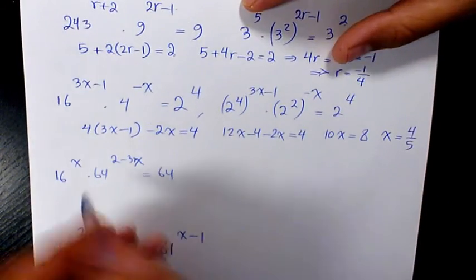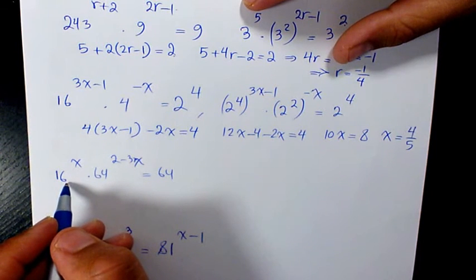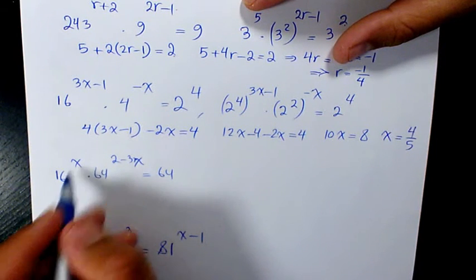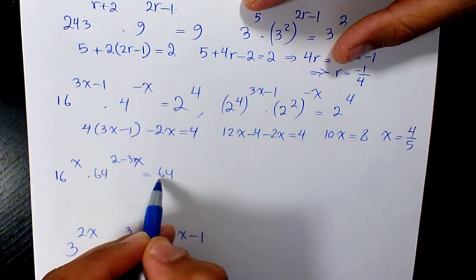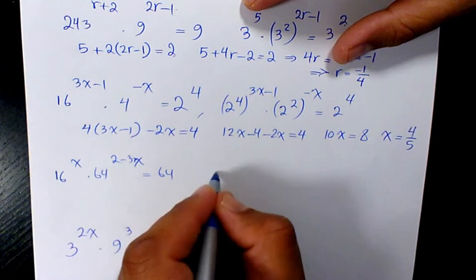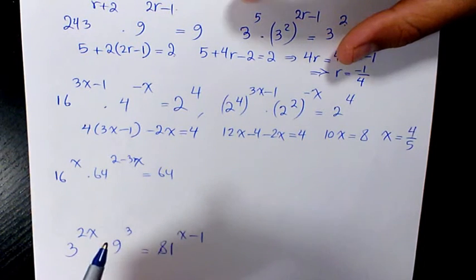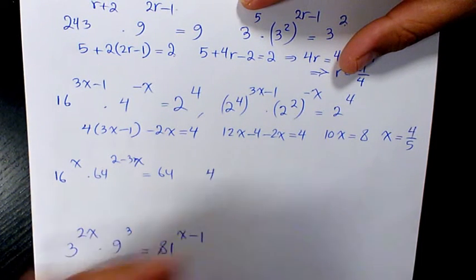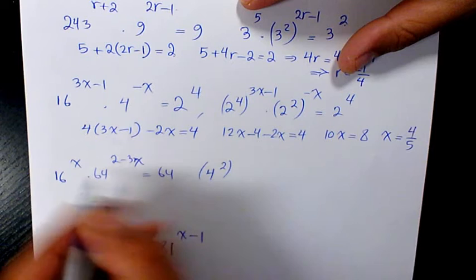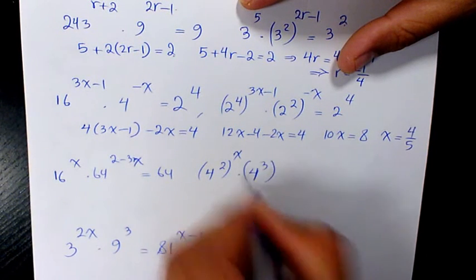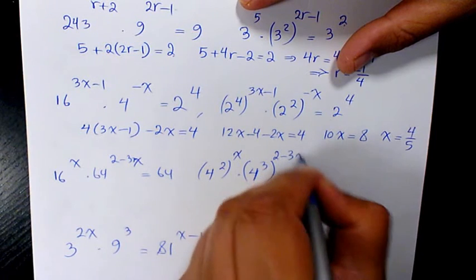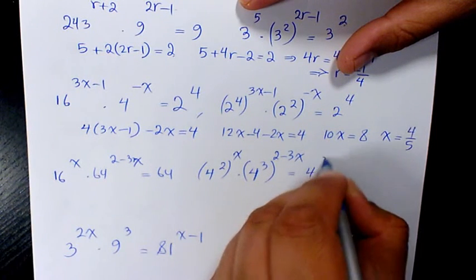Next one. 16 to the power of x times 64 to the power of 2 minus 3x equals 64. So we change everything to 4. We could also change it to 2, but 4 is going to be easier. 16 is 4 to the power of 2, to the power of x, times 4 to the power of 3, to the power of 2 minus 3x, equals 4 to the power of 3.